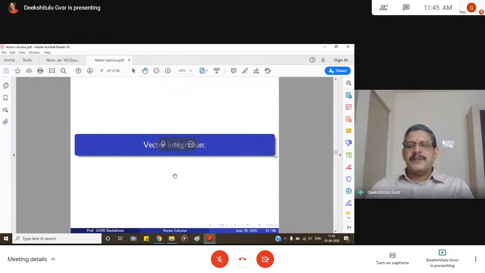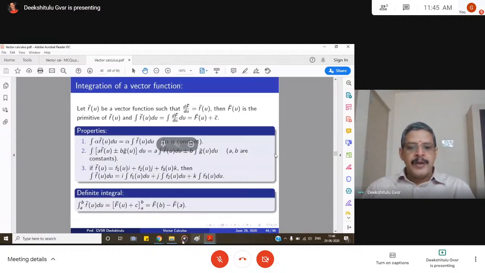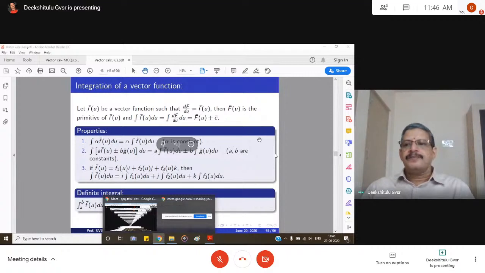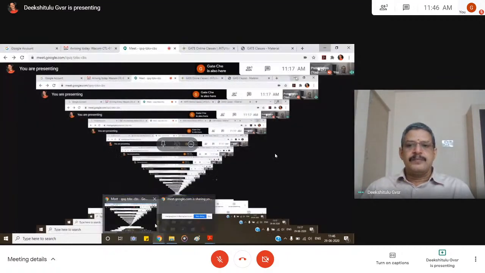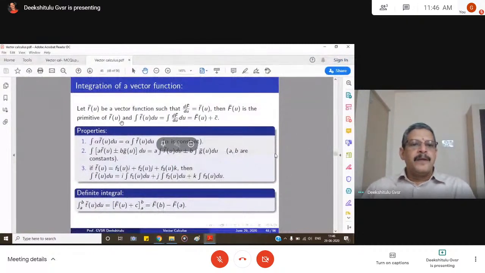Till now we have discussed vector differentiation. Now we will go to vector integration, integration of a vector function. Let F bar u be a vector function such that dF bar by du is equal to f bar u. Then F bar u is the primitive of small f bar u. You need not work hard for this definition, leave it.